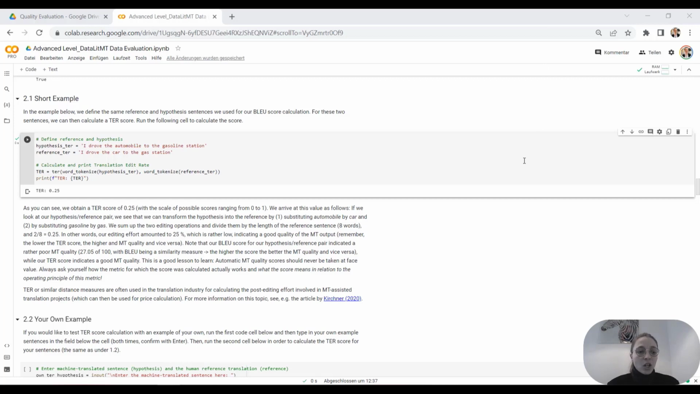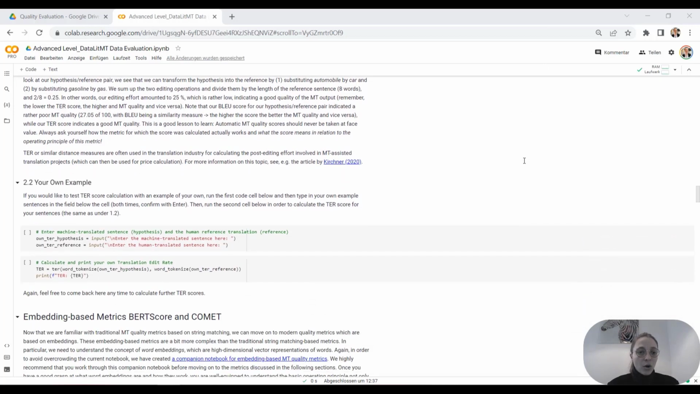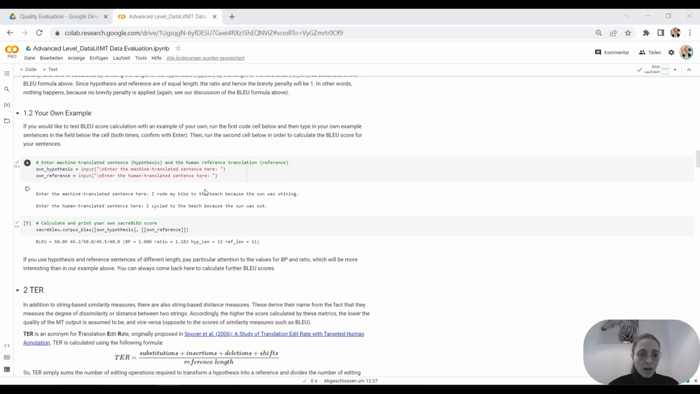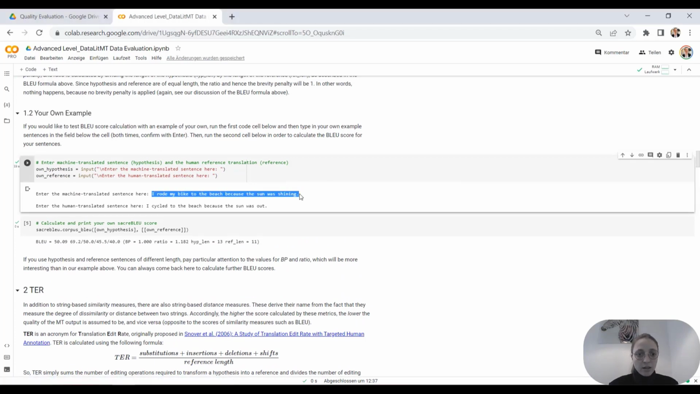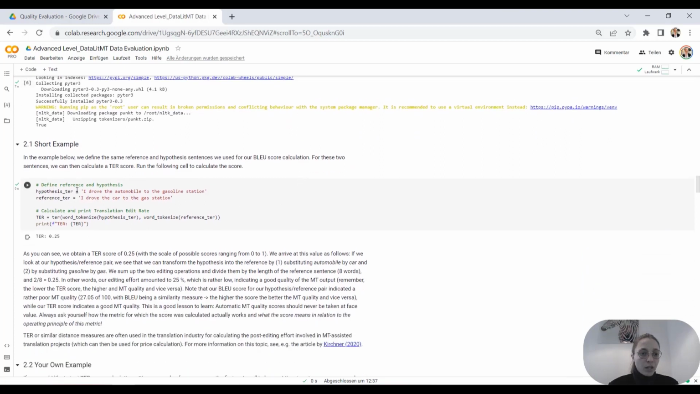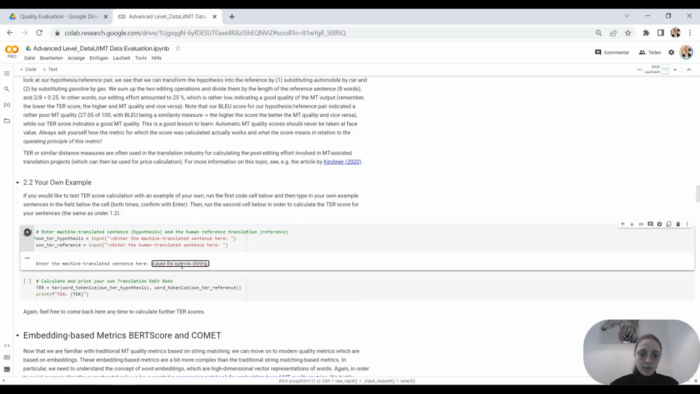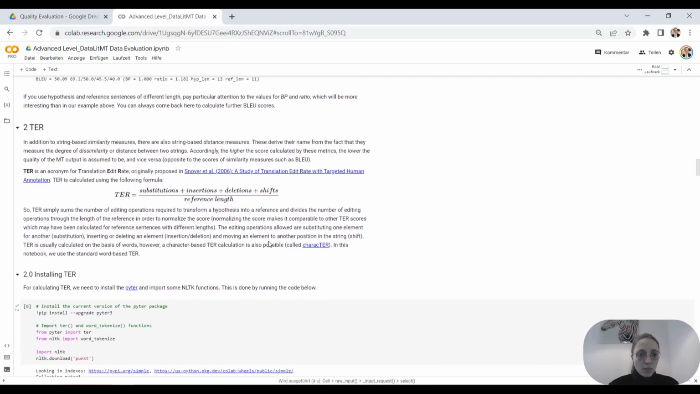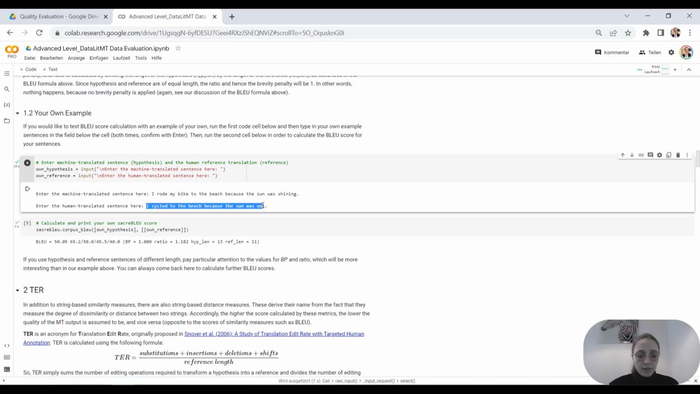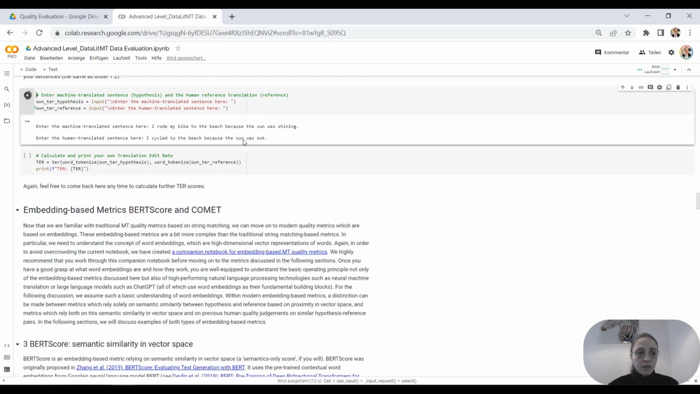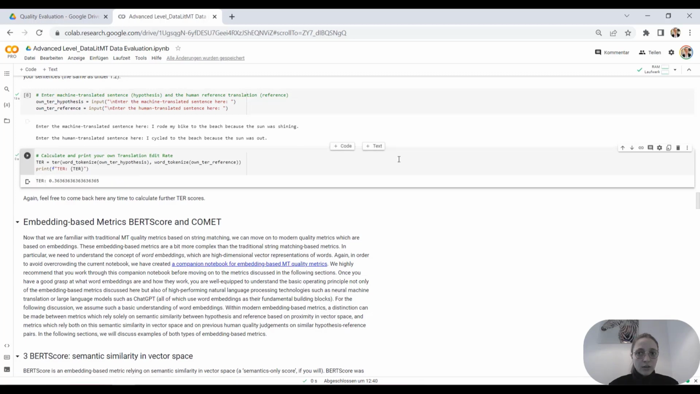All right, now we can go on to calculating our own example once again. I will go up to copy the sentences that we've used before. So I will go back and copy my machine translated hypothesis sentence. And we can do so by running the cell here again, and then I will copy my sentence here, enter, and then I quickly have to go up to copy the reference sentence. And I will paste it here, enter. Right, now we've once again defined our sentences and we can run the cell to calculate TER.